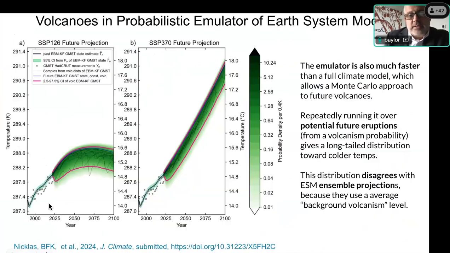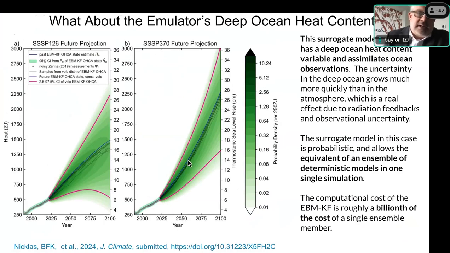One other thing you can do with this is you can examine what are the effects of future volcanism. So now we're looking at projections into the future under two different scenarios. And by running this model over and over and sampling from a distribution of potential future volcanism, you don't get an ensemble spread that looks symmetric, cold versus warm, the way you do with GCMs that are run with background volcanism. Instead, you see a long tail toward the cold side because if there's a big volcano, it tends to make the climate colder. You can do the same thing in deep ocean heat content, and you don't see as big of an asymmetry, but there is an asymmetry which has to do with that volcanic impact as well.